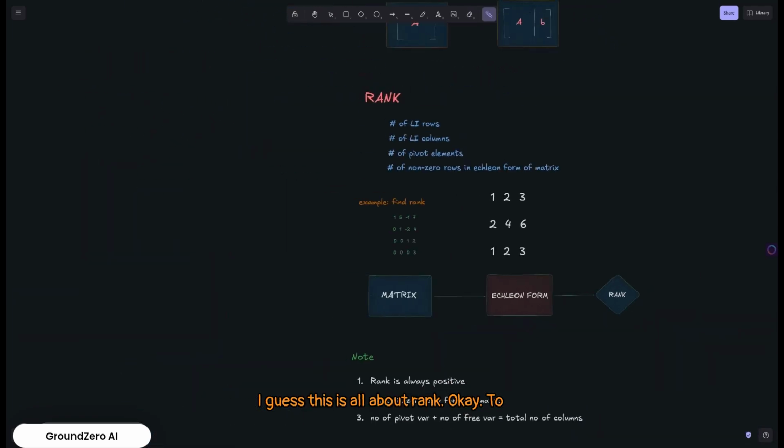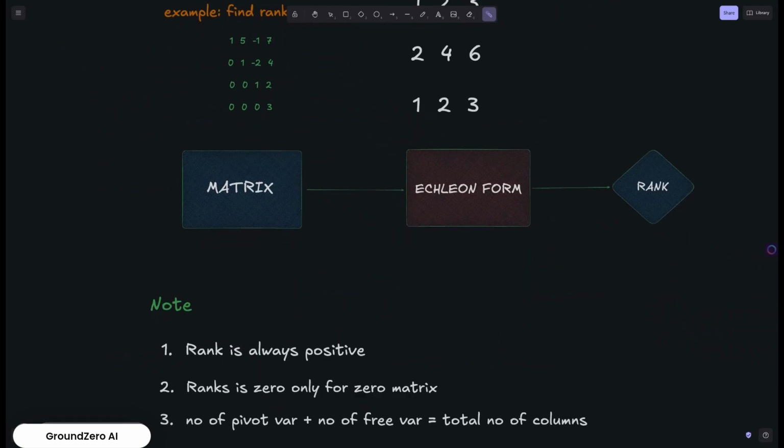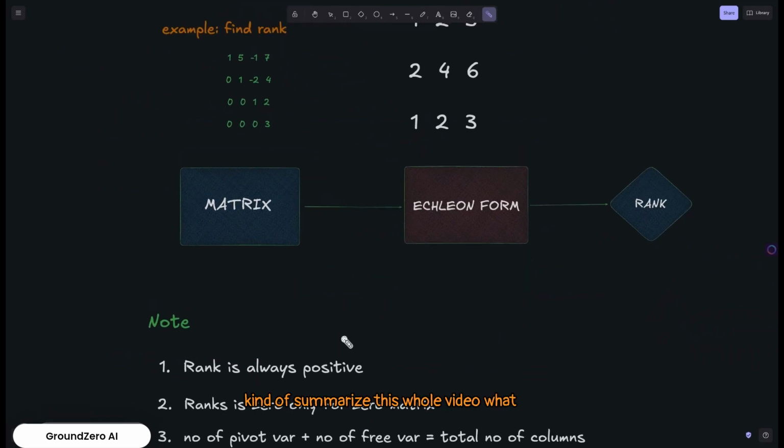I guess this is all about rank. Let me summarize what this whole video was about. It was just the basics of rank, pivot, and free variables and Echelon form. Echelon form was basically an arrangement of the matrix into clear structured staircase steps. Pivots indicate independent or essential columns, directions, or dimensions. Free variables reflect redundancy, providing infinite flexibility in solutions. And rank is just the count of the number of pivots, quantifying real information complexity, right?